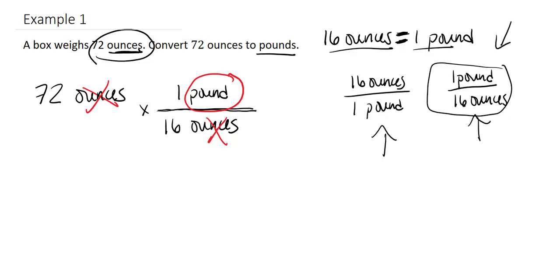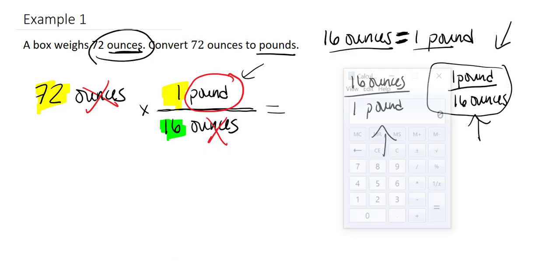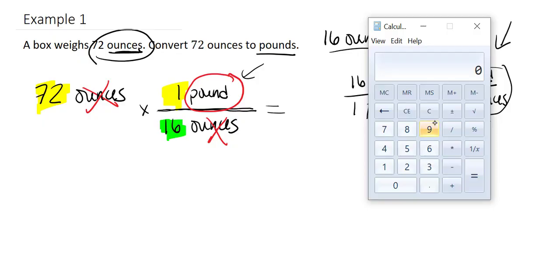Then all we need to do is work out this conversion, because we want to end up in pounds, which is on the top. So we know we did it correctly because we ended up on the top. What we do is multiply the top numbers together, and then divide by the bottom number. So let's get our calculators out. We're just using our computer calculator.